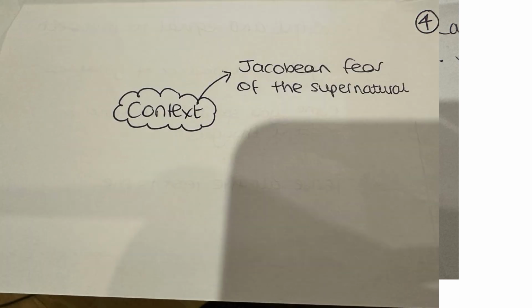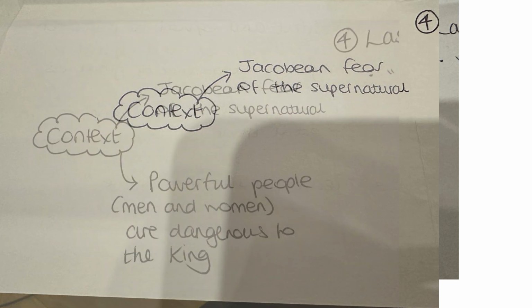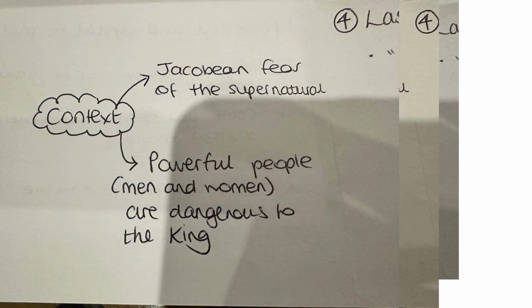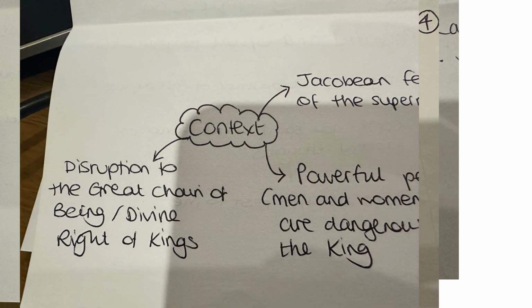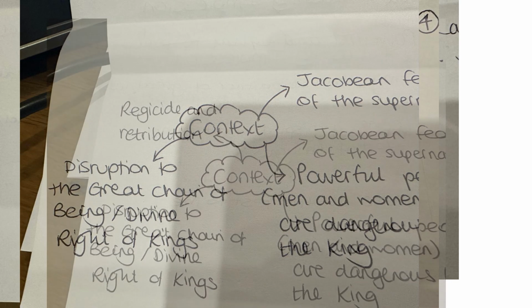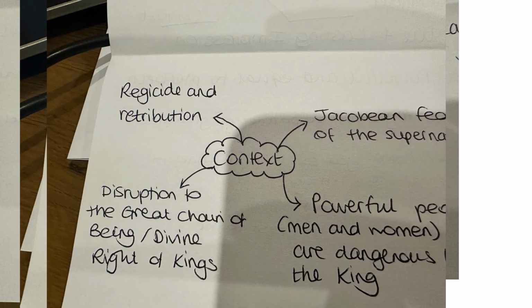So in this very last section of my flashcard, I'm just going to very quickly remind myself of the contextual points, because we know that in the whole play question we have to refer to context. So the relevant context that I'm reminding myself of here is the Jacobean fear of the supernatural, powerful people and how they're dangerous to the king, the disruption to the great chain of being and the divine right of kings that the regicide has, and how that is a very dangerous position to put yourself in. And of course, regicide and retribution.